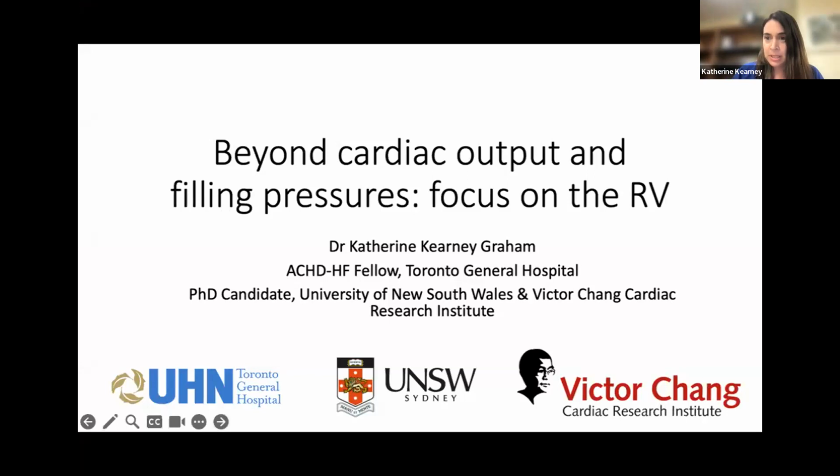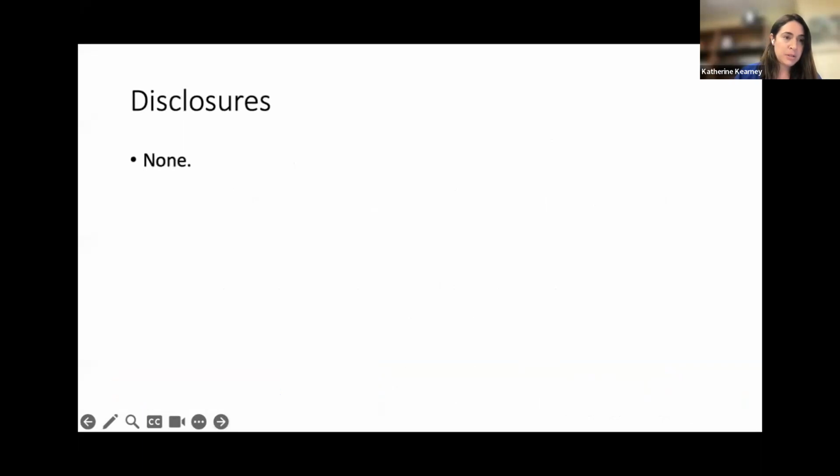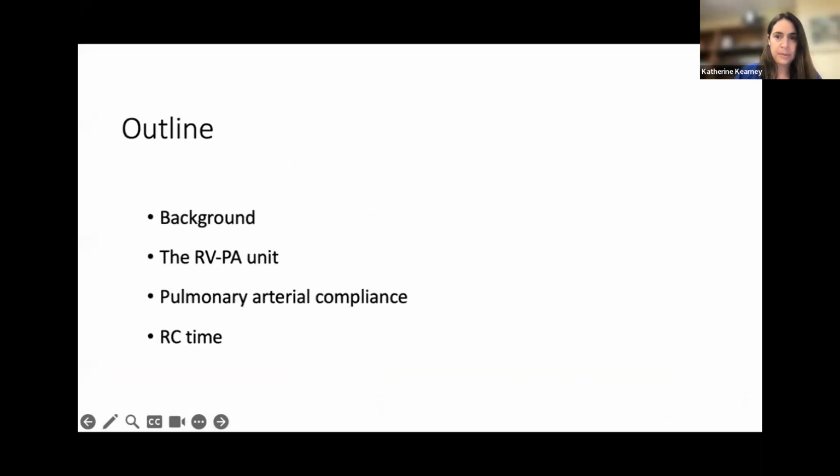Great. So thank you very much for the opportunity to present today. I'll be focusing today on the right ventricle and pulmonary arteries, reviewing the clinical applicability of precise hemodynamic variables in the setting of RV failure. I'm an Australian cardiologist and currently the Adult Congenital Heart Disease and Advanced Heart Failure Fellow at Toronto General Hospital. I have no disclosures relevant to this presentation.